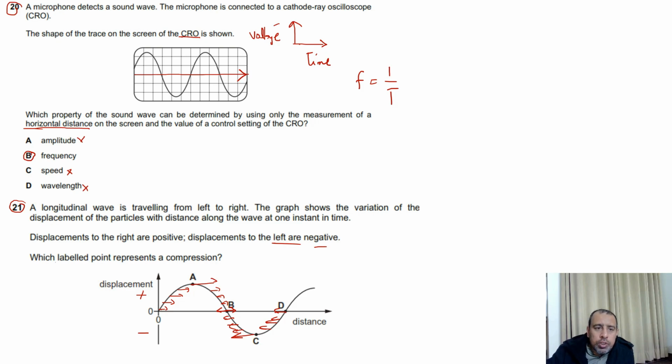Which labeled point represents the compression? The compression means where the particles are getting closer to each other. So this is the point where the particles get closer, because on one side the particle wants to move towards the right and the other particle wants to move towards the left, so they compress at this point. That's why option B is correct.